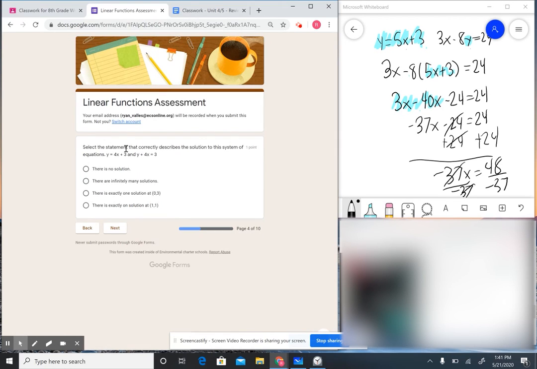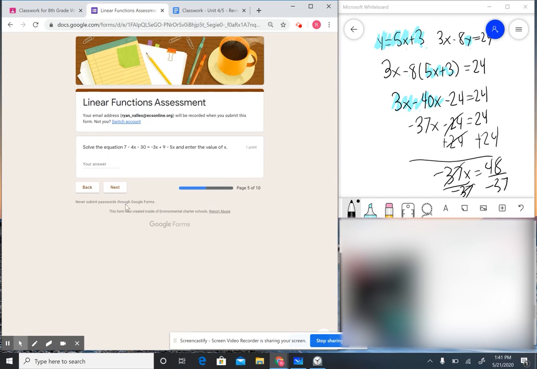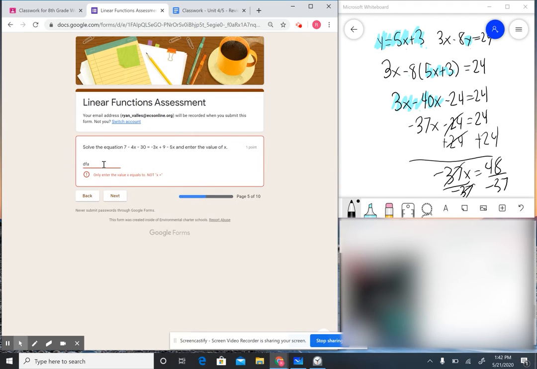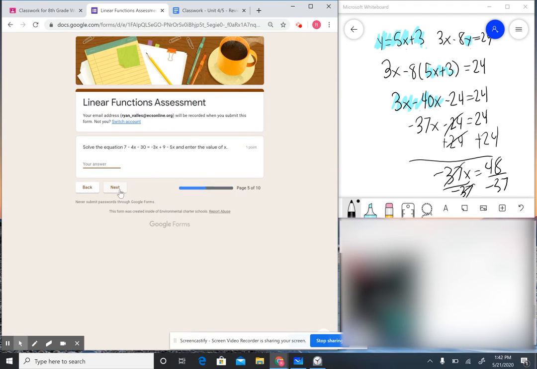And then from here, you're going to select the statement that correctly describes solutions to the system of equations. So you're going to solve this one, and you're going to click which one's the right answer. Like I said, I'm putting something random. This one, you're just solving for x, and then you're going to put the x value there. So just make sure that when you put the x value, it only takes numbers. So I just want the x number in there, okay?